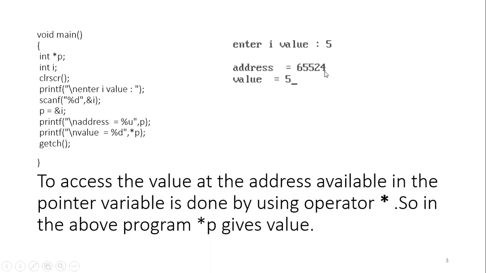I is stored at address 65,524. To get the value contained at the address in p, we use an operator called star p. This star p is also called dereferencing of the pointer. So when we use star p, we get the value which is stored at address 65,524, which is nothing but the value of I.